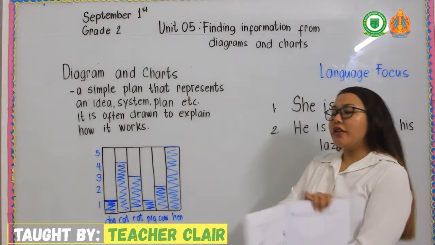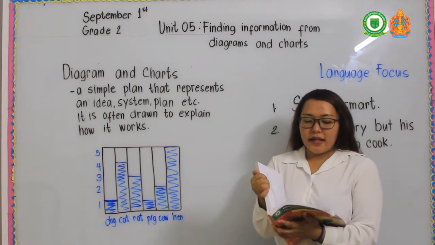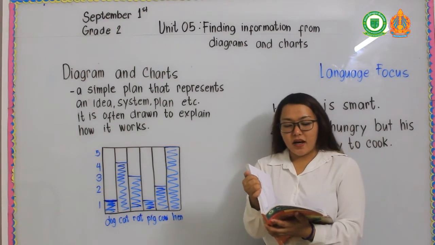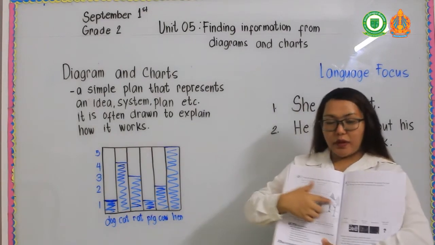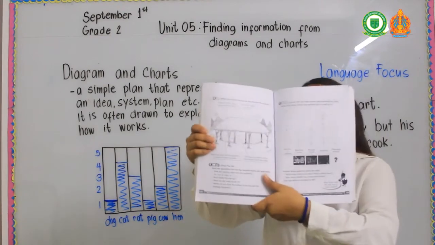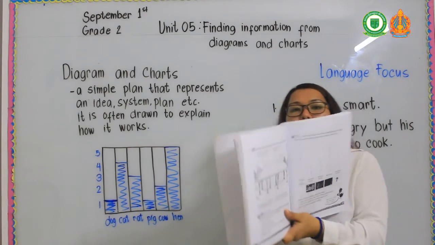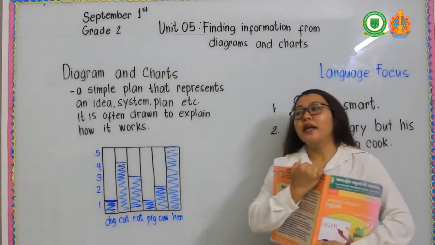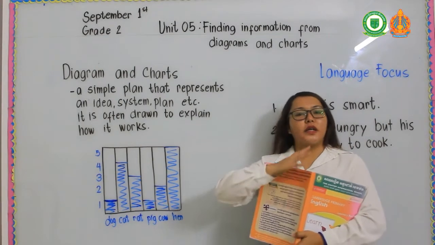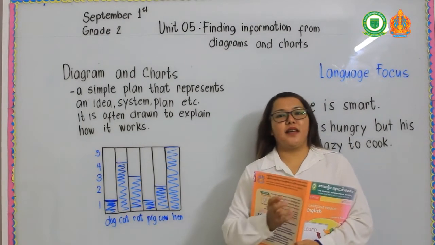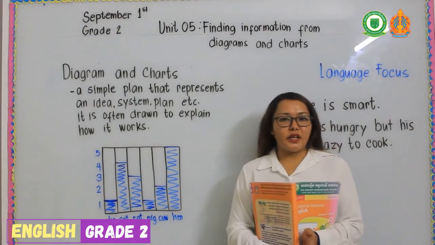On your book, on page 100, it says here, what can you find out about this hut from the diagram? So this is an example of a diagram. If you can see this picture, it is an example of a diagram. This is also an example of a diagram. There are thousands of examples of a diagram. So what is a diagram?